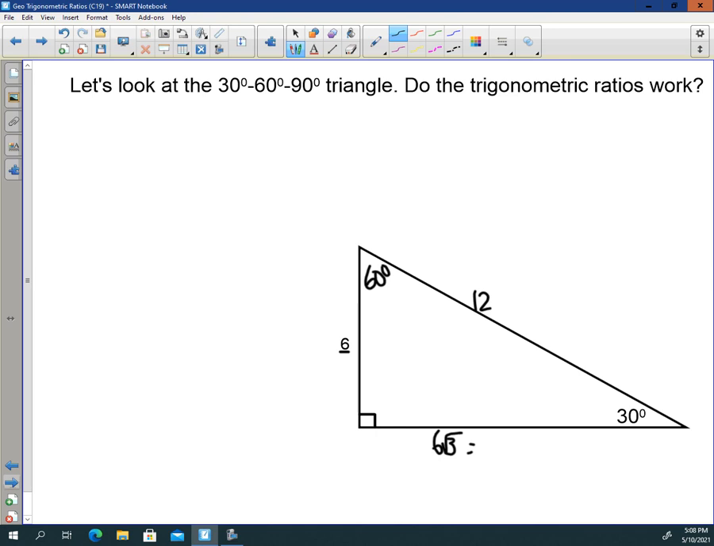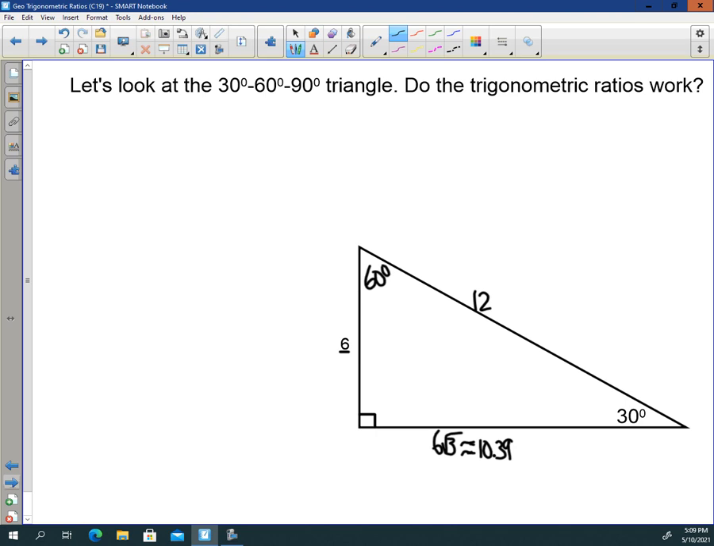Oops, error. Square root of 3, come on, times 6 is 10.39-ish, about 10.39-ish. Okay, so that's what we know about a 30, 60, 90 triangle. If the short side is 6, the hypotenuse is 12, and the other side is about 10.39 units.